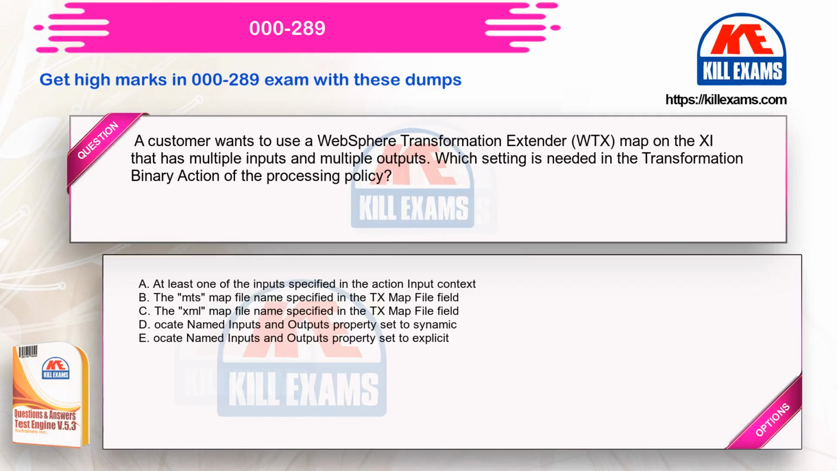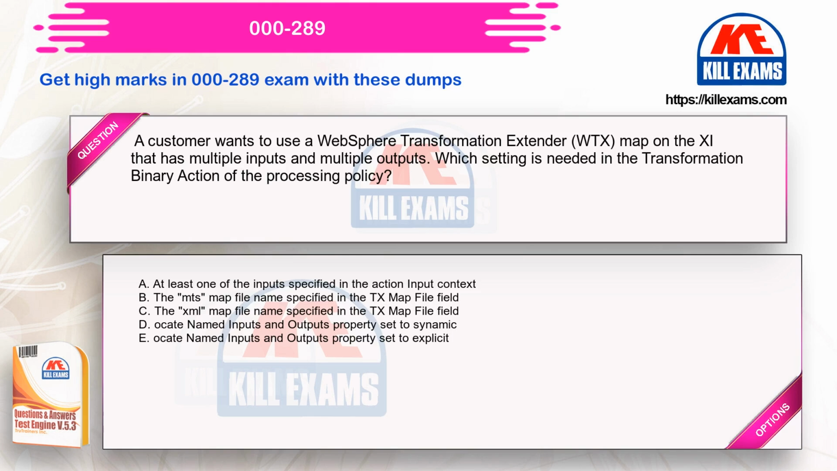A customer wants to use a WebSphere Transformation Extender, WTX, map on the XI52 that has multiple inputs and multiple outputs. Which setting is needed in the transformation binary action of the processing policy?